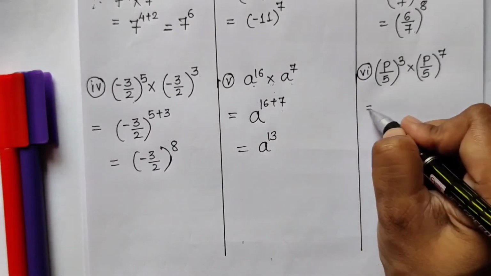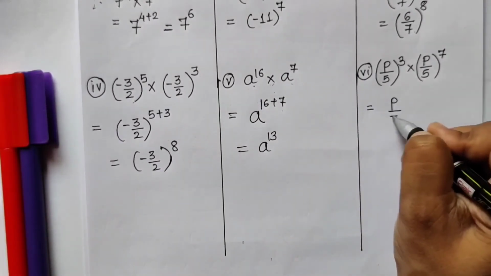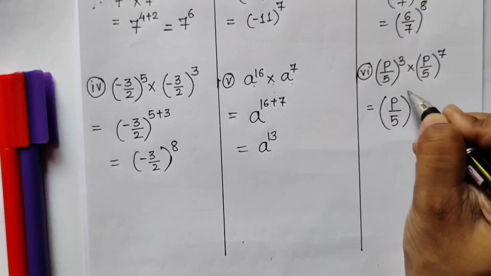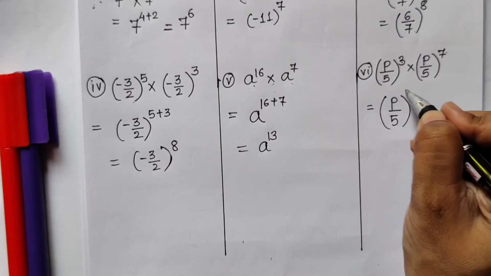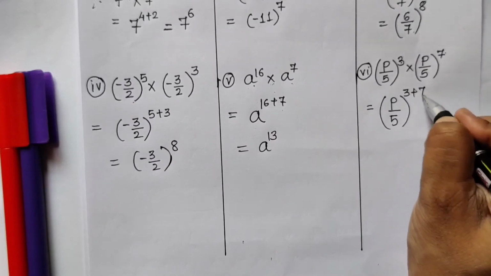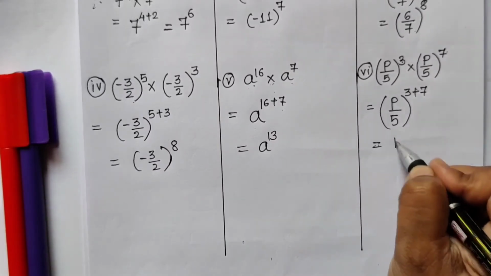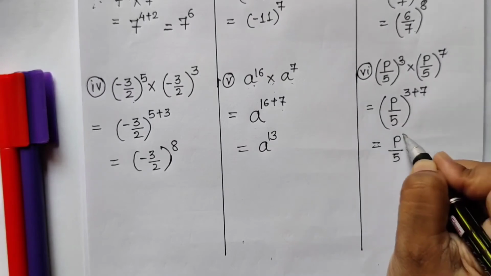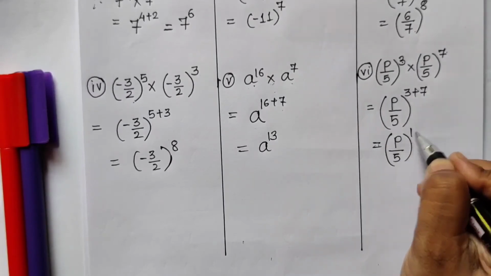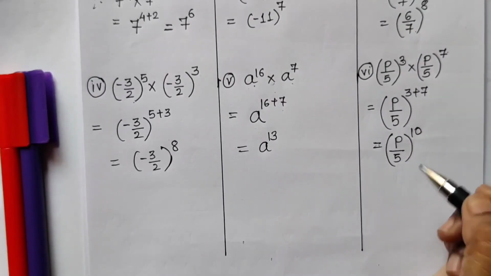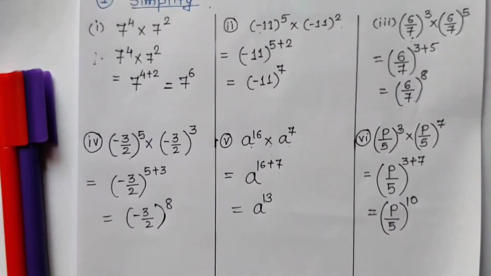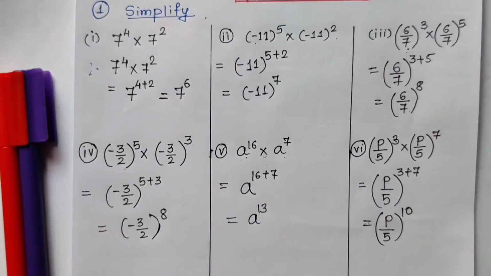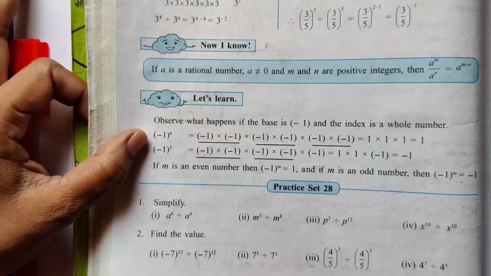Now let us see the last sum. P upon 5 is the common base and the indices are here. Cube is there, here raised to 7 is there. So we will add the indices 3 plus 7. The answer we get is P upon 5 raised to 10. So in this way we have to simplify the sums from practice set 27. Very easy.